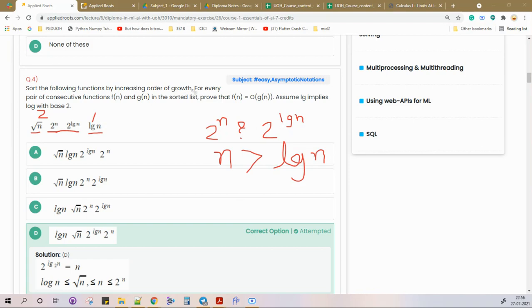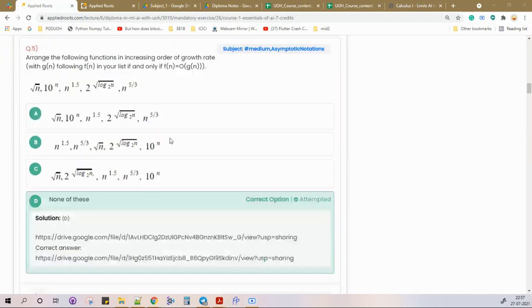So n is greater than log n, that means 2 to the power n is greater than 2 to the power log n. So this is number 3 and this is number 4, and the answer is number 4, option D: log n, root n, 2 to the power log n, 2 to the power n. Easy peasy.